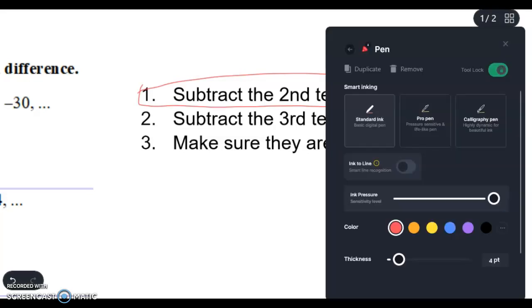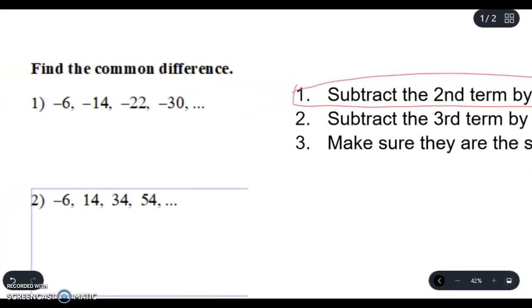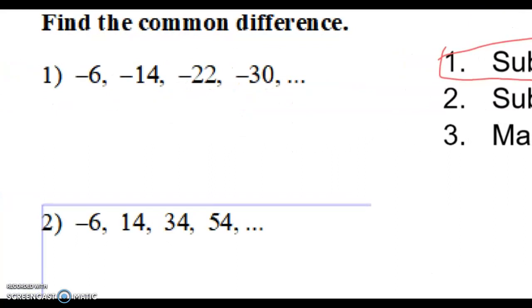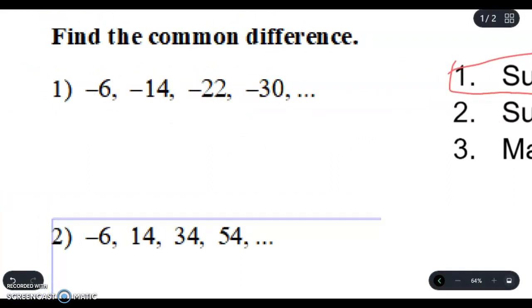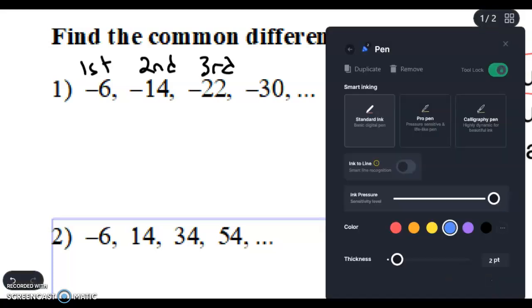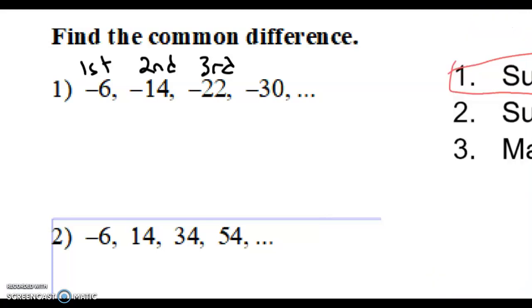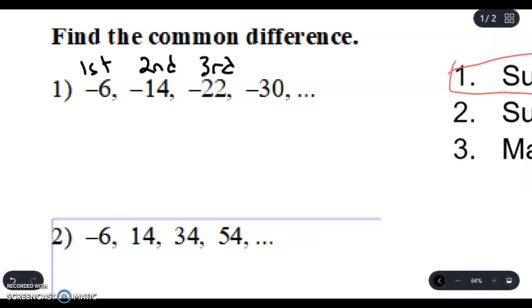Make sure that's a 4. Now I'm going to list what these terms are real quick: first, second, third, and you can list the fourth, but we don't need it. Keep that in mind. We're going to take the second term, which is negative 14, and subtract the first term, which is negative 6. Since it's negative 6, I'm going to put it in parentheses, and we're just going to subtract that.